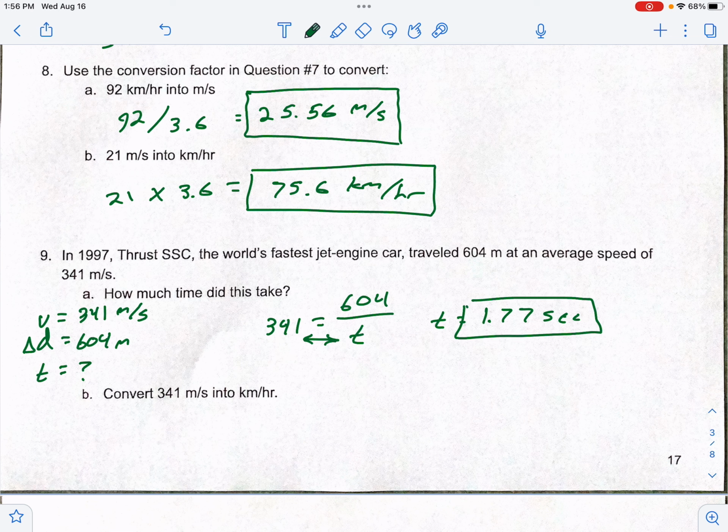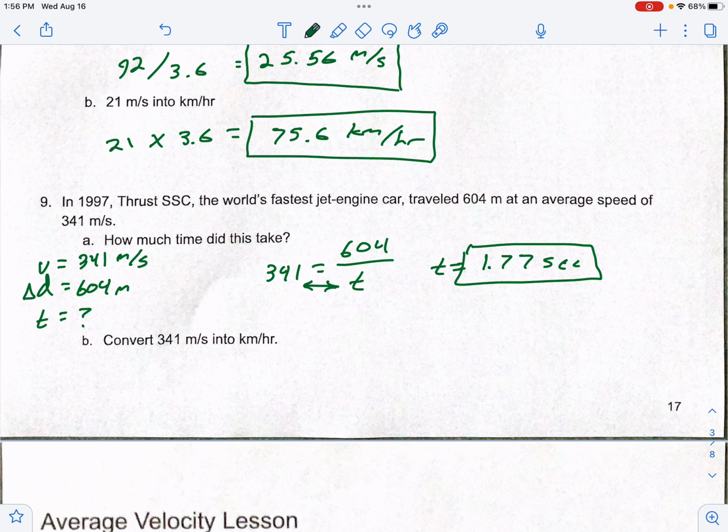If you ever get a really big number and you're not sure if that's right, look at the question and think of it conceptually. If I have a car that can go 341 meters per second, and I want to know how long it takes to go 604 meters, it should not take very long at all. Versus, say you multiply 341 times 604. Would it make sense to have that many seconds to travel just 604 meters? No, it would not. So think about that sometimes if you're ever worried about the number being too big or too small.